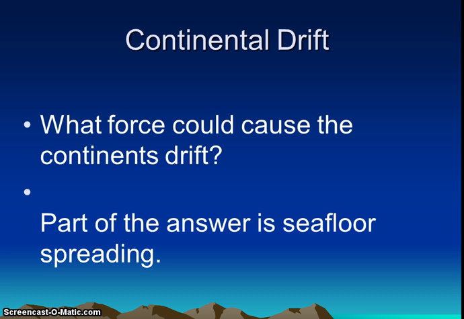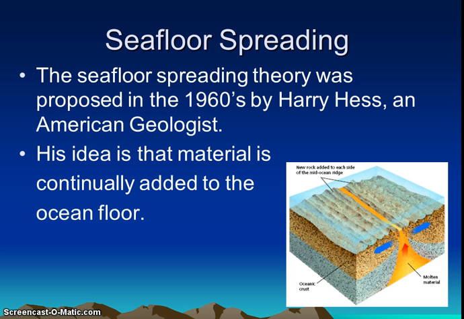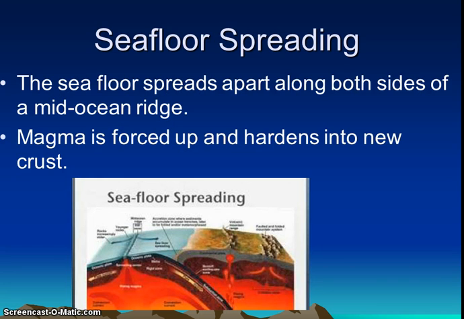So what force could cause the continents to drift? Part of the answer is seafloor spreading. The seafloor spreading theory was proposed in the 1960s by Harry Hess, an American geologist. His idea is that material is continually added to the ocean floor. The seafloor spreads apart along both sides of a mid-Atlantic ridge. Magma is then forced up and hardens into new crust.